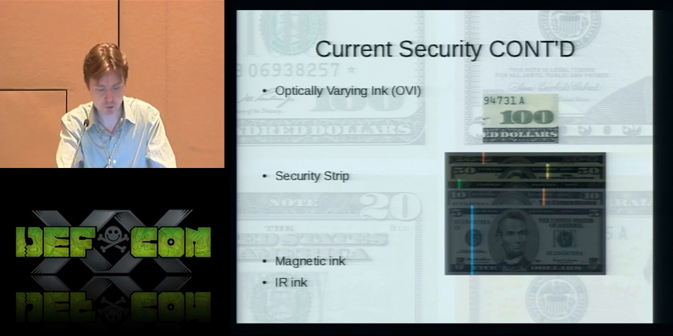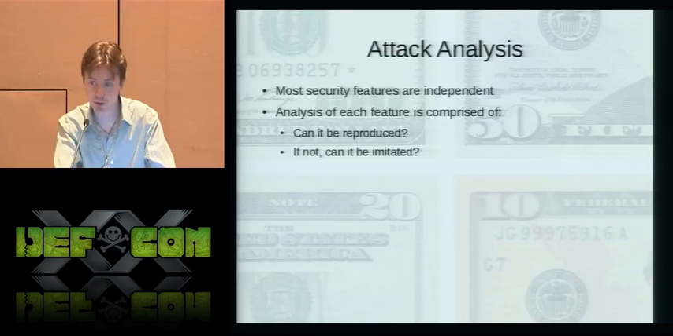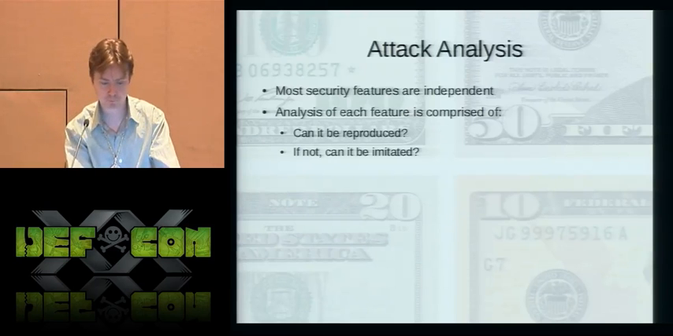The last two features, the magnetic ink and the infrared ink, are invisible to the naked eye, but were added to aid in machine recognition of bills.